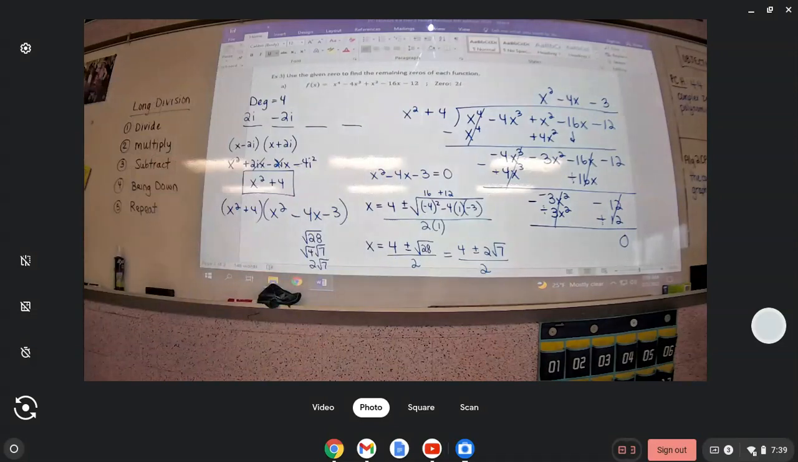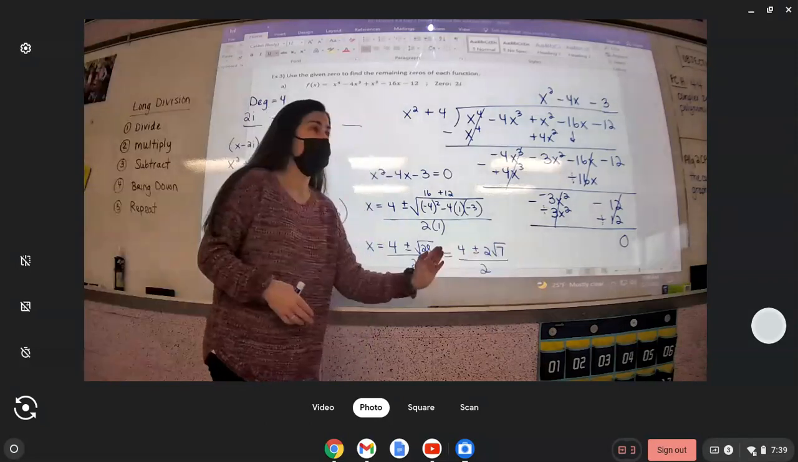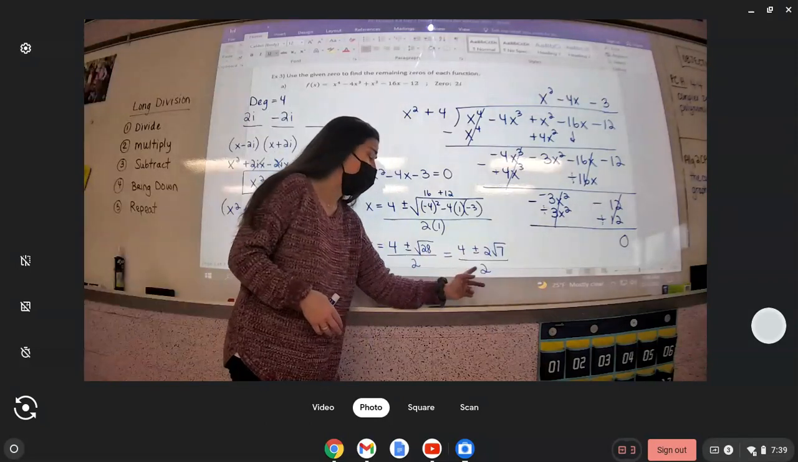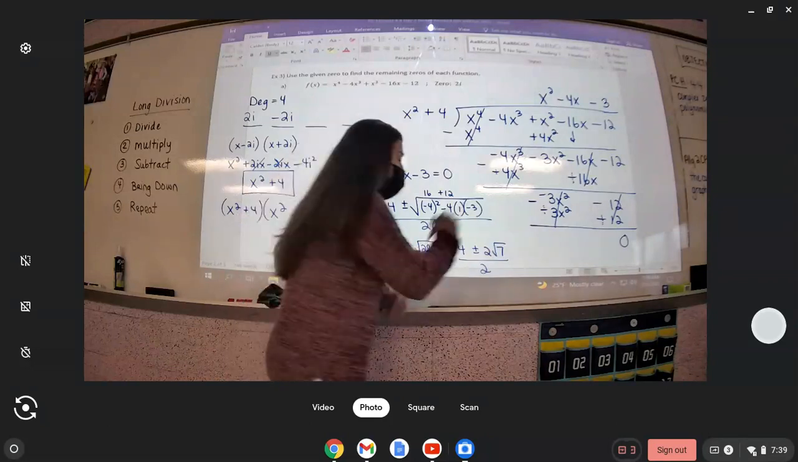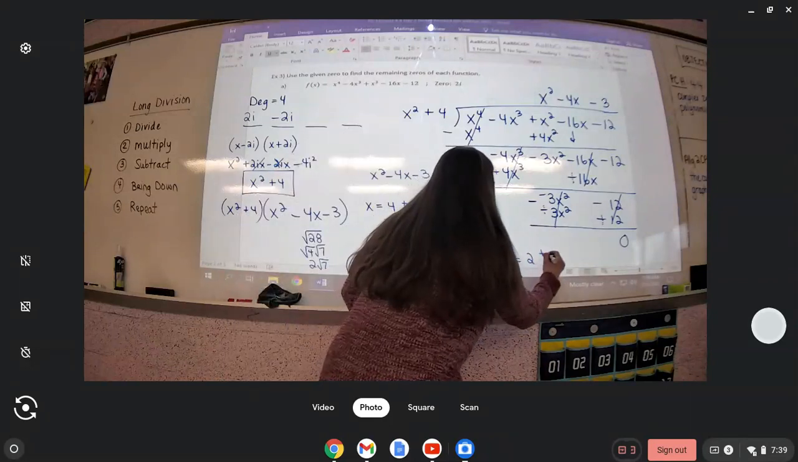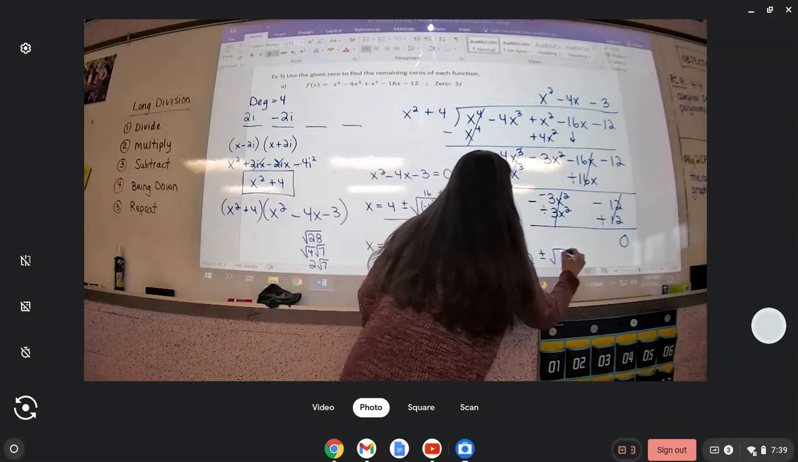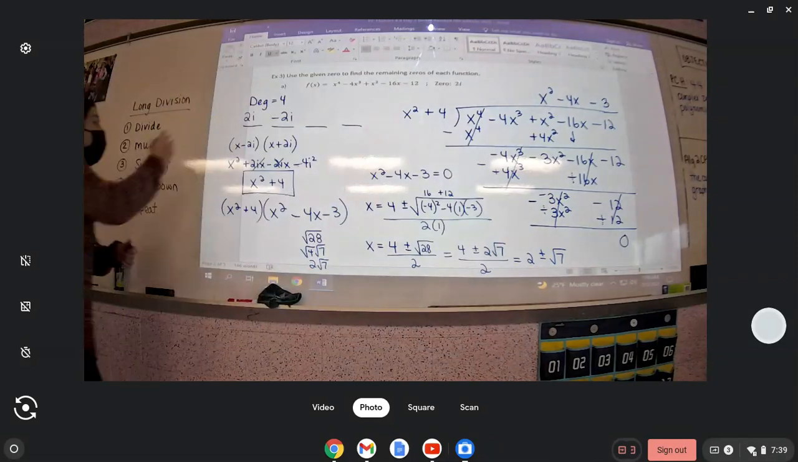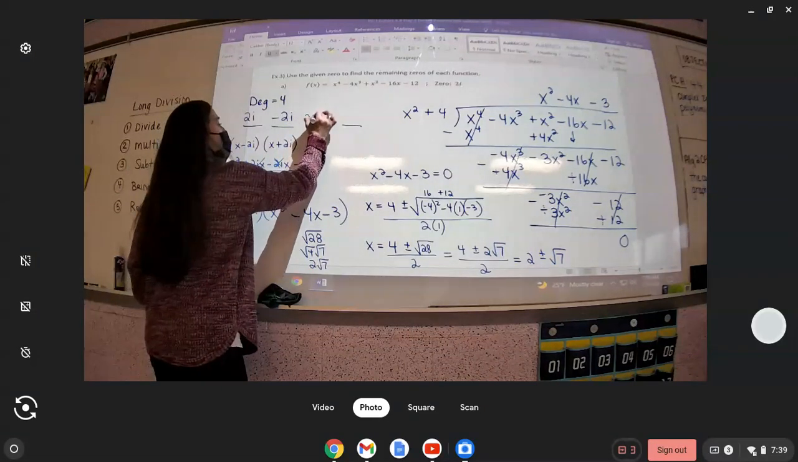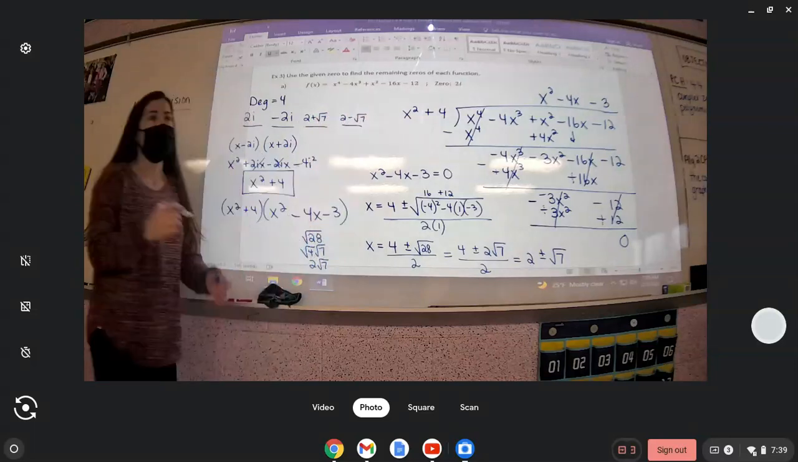And then everything in your numerator is divisible by 2, so we can divide everything by 2. Now remember, everything has to be divisible by 2. If this only divided by 2, don't lose the 2 that is the denominator. 4 divided by 2 is 2. Plus or minus 2 root 7 divided by 2 is root 7. So your last 2 zeros are 2 plus root 7 and 2 minus root 7.